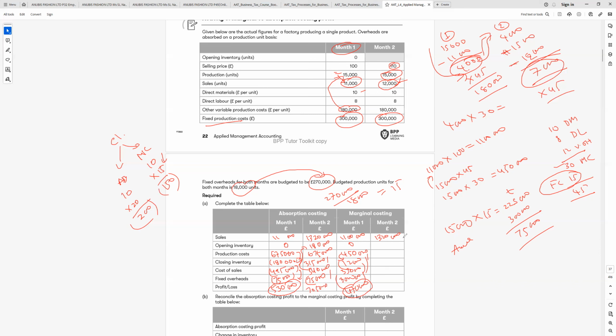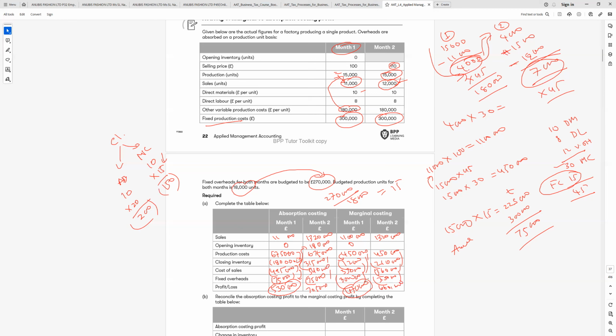Under the marginal, we have 450, same production cost. Closing inventory will be 210, same way, 7,000 multiplied by 30. And that will give us our cost of sales, 360,000. And that will give us no over or under absorb. The fixed production overhead remains the same, 300,000. Marginal cost has no problem. So 660 will be the profit.